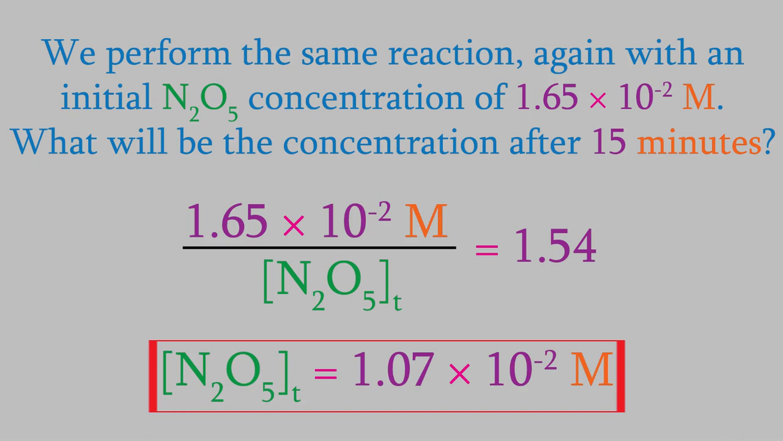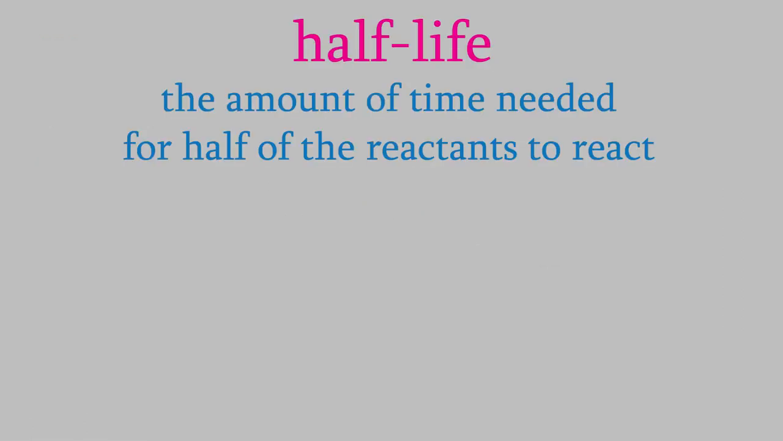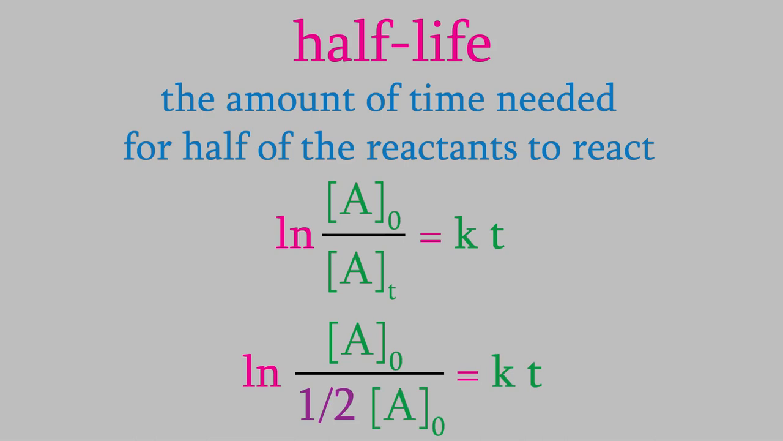There's another useful property of first order reactions you've probably heard of, the half-life. The half-life of a chemical reaction is the amount of time it takes for half of the reactants to react. Let's start by thinking about the equation we got for our first order reactions. I just mentioned that at the half-life, half of the reactants have been used up, so the concentration of reactant will be half of the original concentration. So we'll put that down here in the denominator.